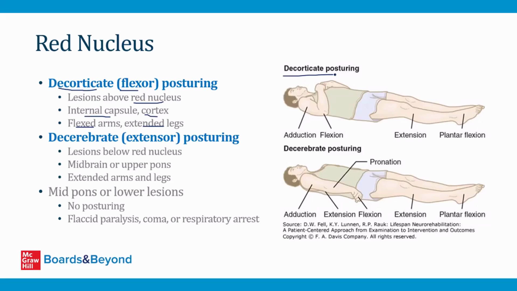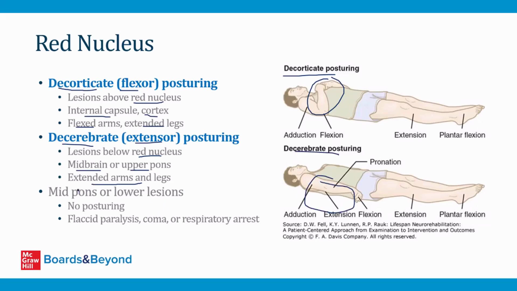It's going to look like this picture right here with the arms flexed over the chest. The other type of posturing is called decerebrate or extensor posturing. This happens when there is a major central nervous system lesion below the red nucleus, somewhere in the midbrain or the upper pons. When this type of posturing occurs, you'll rub the chest and the patient will extend their arms and legs. It'll look like this picture right here with the arms extended.